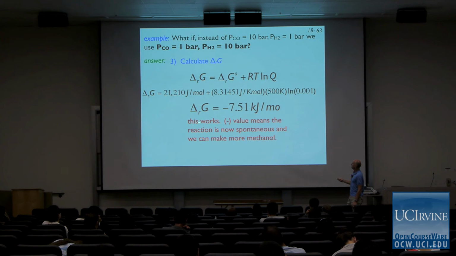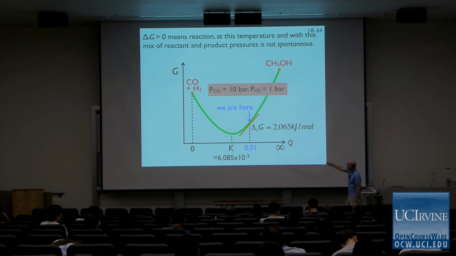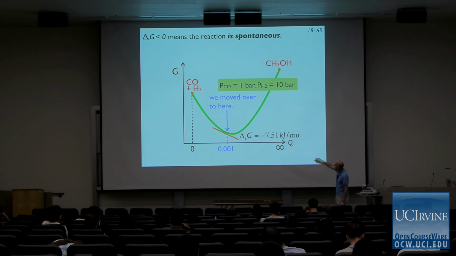What did I write here? The minus value means that the reaction is now spontaneous, and we can make more methanol. We were here under these conditions, and now we've moved over to here. Now the slope is negative. It was positive before, and so now we will make a little more methanol. We're going to go from here down to here. It's not going to be a huge amount, but we should make a little more methanol under these conditions.